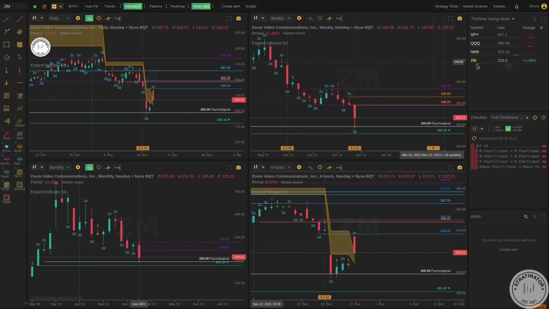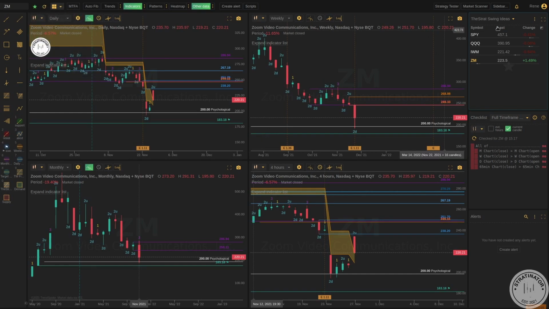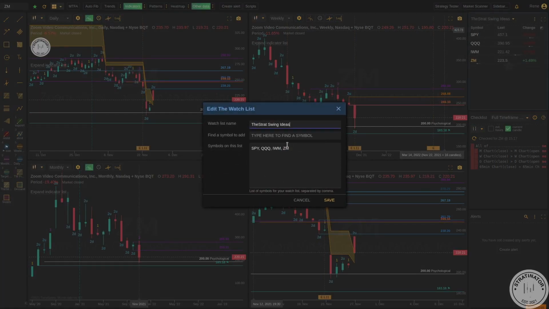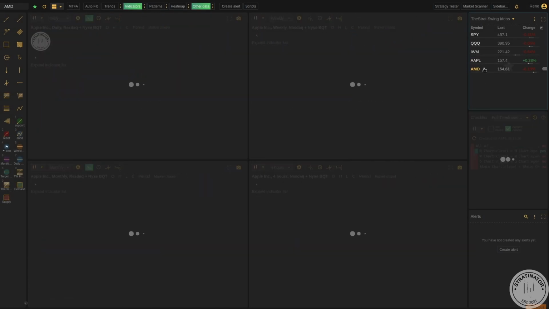If you want to remove Zoom from this watch list, you can either click here and click on this symbol again, then it will be removed, or you can click the 3 dots here, edit this list and remove it, as well as put some other tickers in this list, and after save, it will appear in this list. So then I chart all the setups I like.